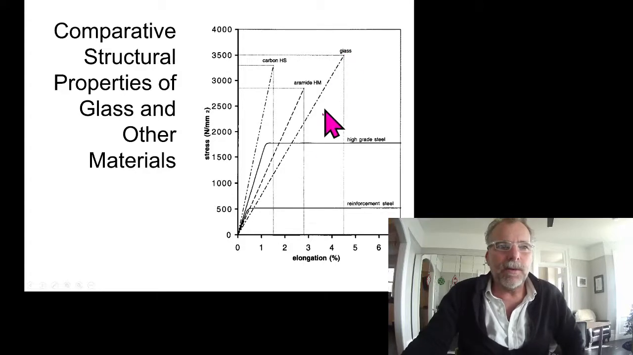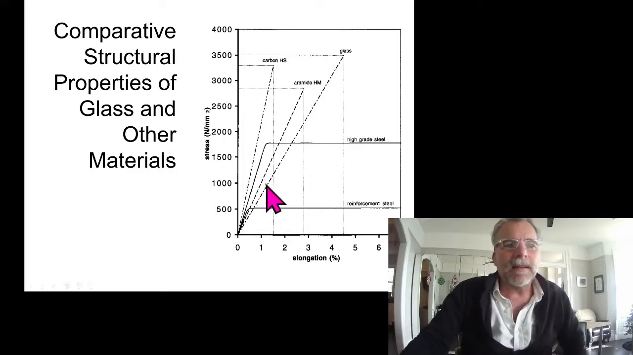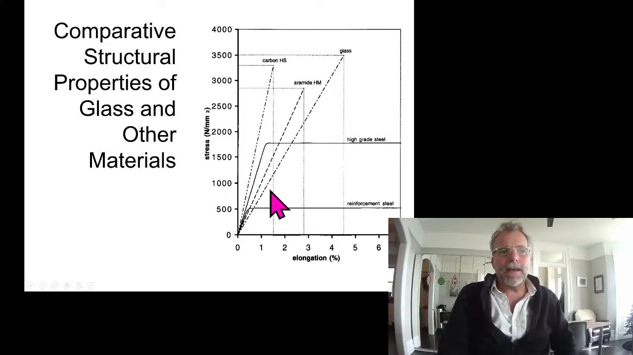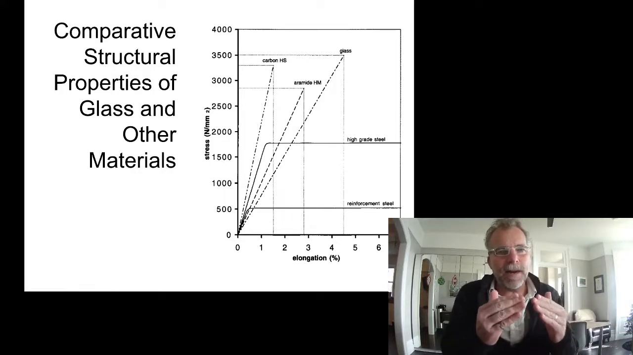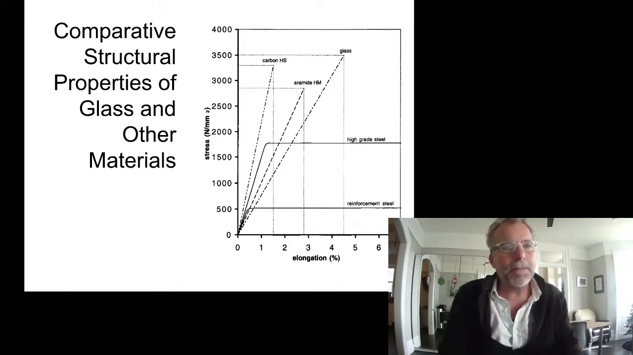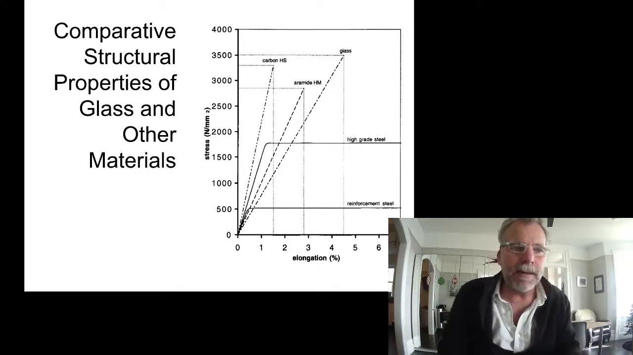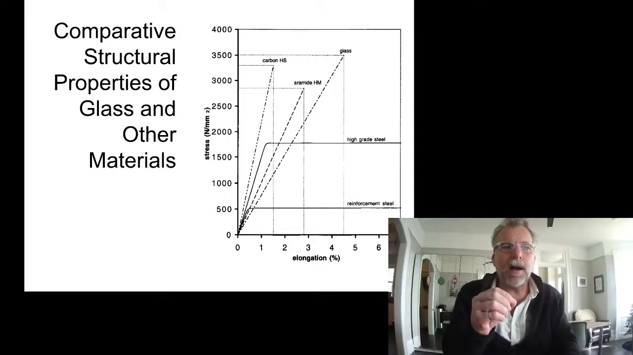Utterly counterintuitive. Part of the reason why it's counterintuitive is that elongation at break is 4.5%. Compare that to steel, it's 30%. What this means is that glass is not a tough material. It's extremely strong, but as soon as it has too much strain in it, a little bit too much movement, it will break. That also means that a very small flaw can propagate a crack.